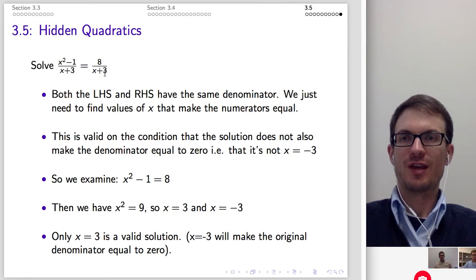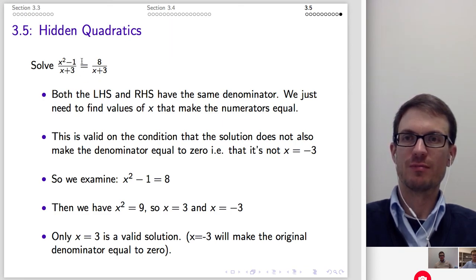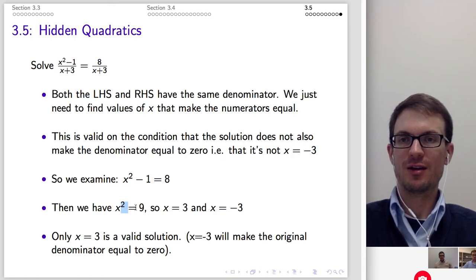Okay, and then the last one. Left-hand side and right-hand side have the same denominator. You could just multiply through by x plus 3, and then we just have numerators. If you do that, you have x squared minus 1 equals 8. Or we have x squared equals 9. Take the square root of both sides. We have x is equal to plus or minus 3.